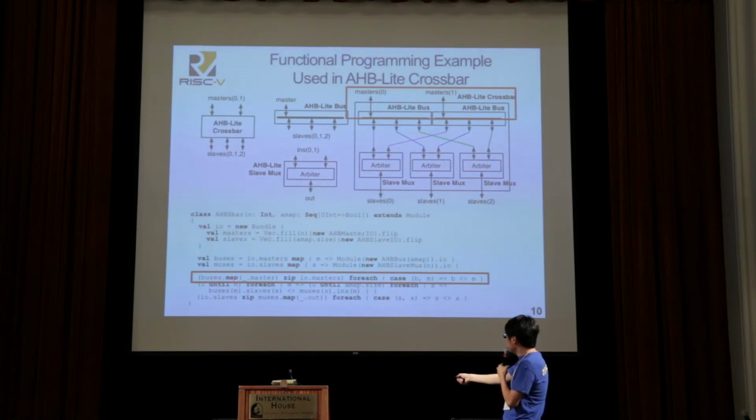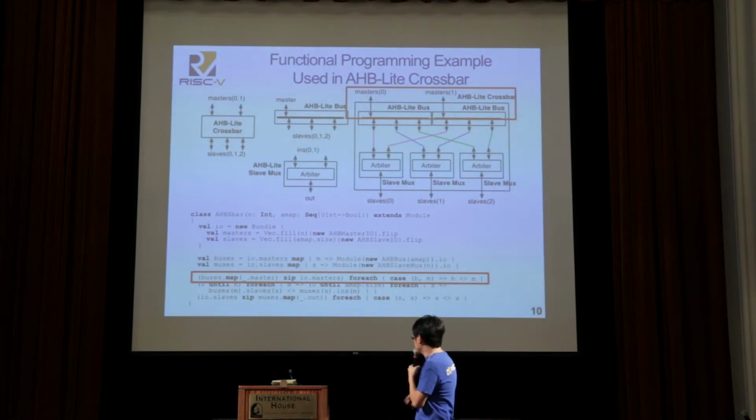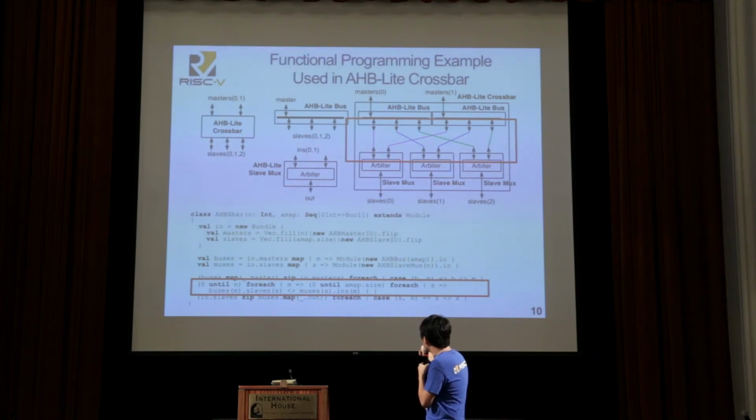So I do buses.map, and I want to get the master port of all buses, and I zip it with the IO.masters for that class, and for each, I just connect them. That's a Chisel connection, which connects two IOs. Great. And now I'm going to do this connection over here.